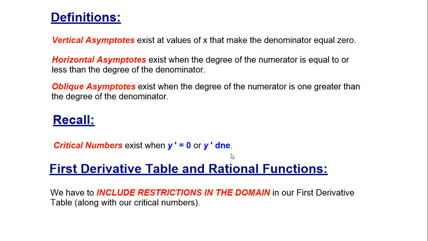Critical numbers were discussed in the previous video, and we know that that's when the derivative is equal to 0 or the derivative does not exist. Whatever values of x that make that happen, those are what we call critical numbers. We're going to have first derivative tables just like we had in the previous video, but we're going to also have to take into account these restrictions in the domain as well.